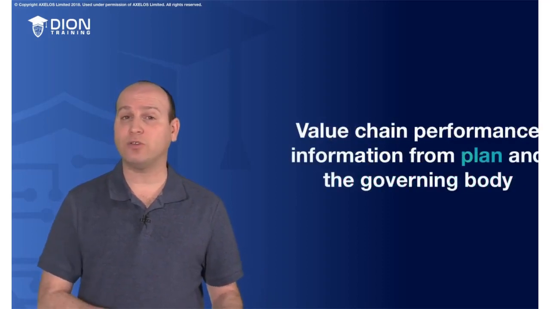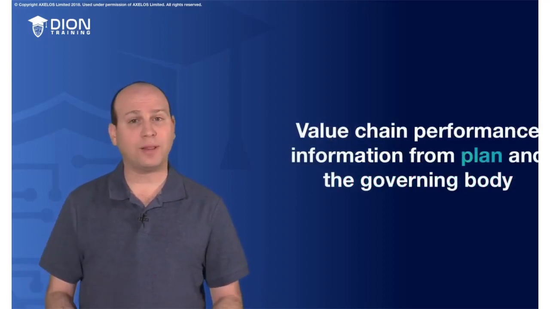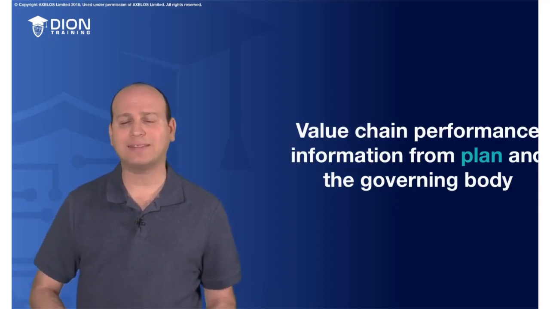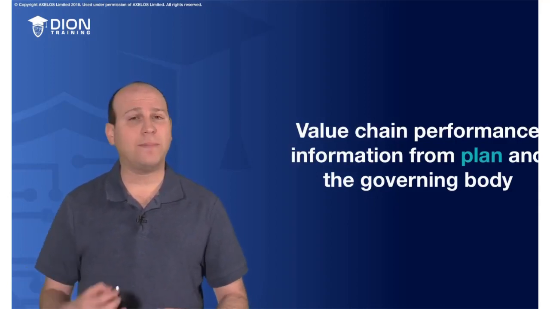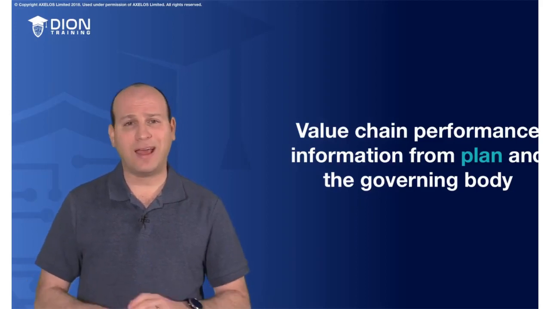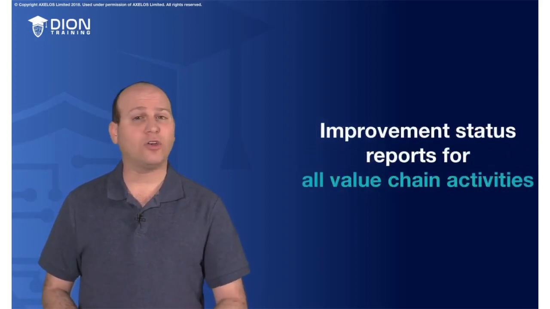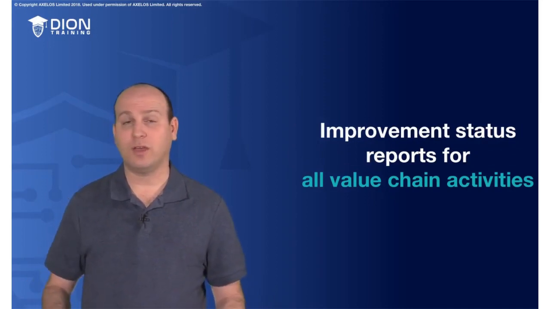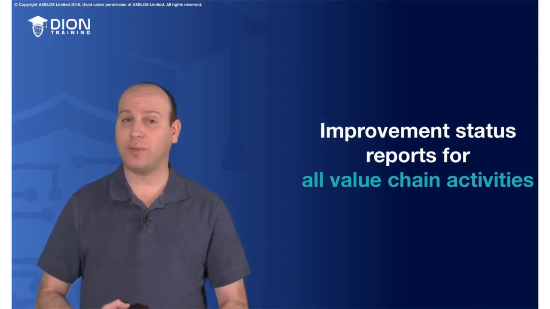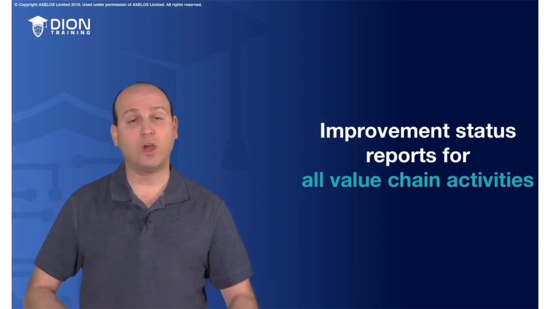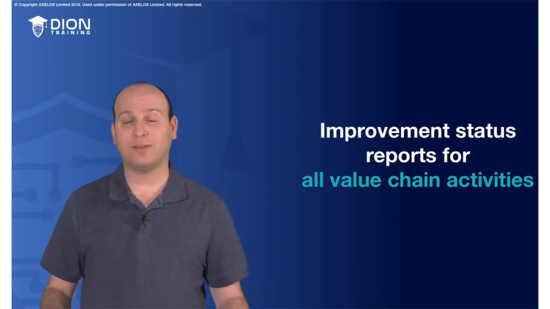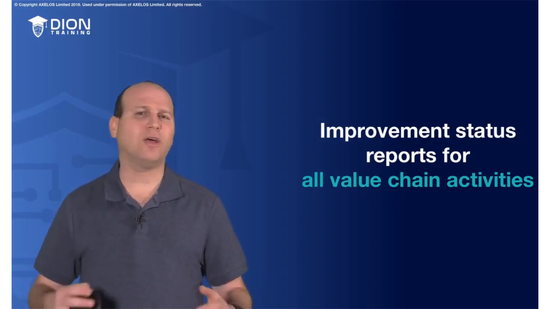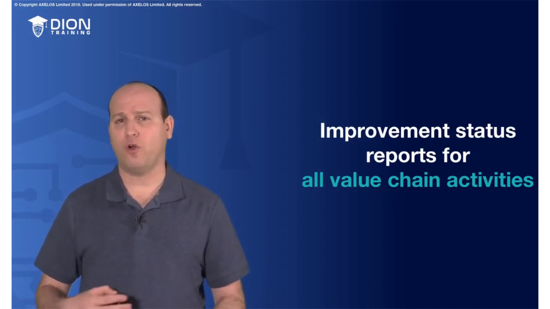We're also going to have value chain performance information from plan and from the governing body. As we get that information, we're going to be able to pass that back out to those folks and make sure that we can use that improved information out across the field. Also, we're going to be looking at our improved status reports for all the value chain activities. As we've taken all this information in from everybody and we figure out how we're going to improve it, we're going to put those status reports back out and say, here are the recommendations and here's how you can improve things. Again, it's that whole idea of continual improvement over and over again.